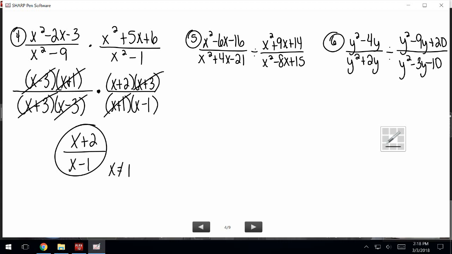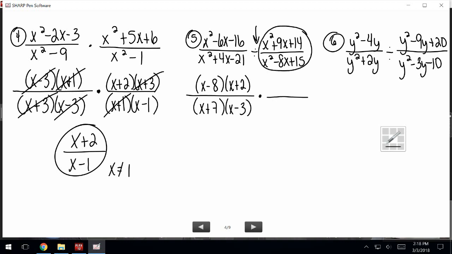All right, number 5. So on this guy, that's going to be x minus 8 and x plus 2. On the bottom, that would be x plus 7 and x minus 3. Now we're dividing this time. I don't want to divide. You want to change this division sign to be multiplication. But in order to do that, you have to flip this fraction, okay?